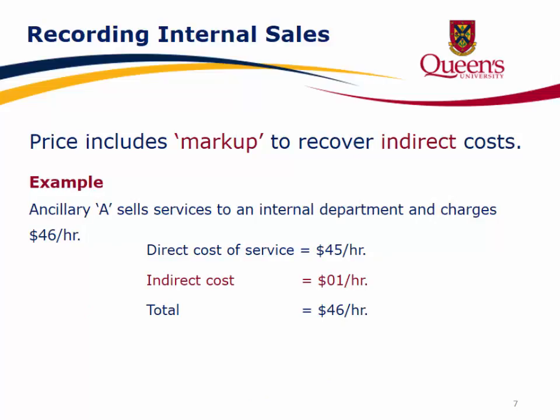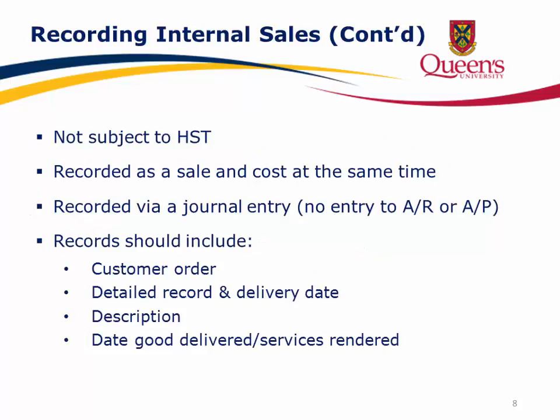For example, Ancillary A sells services to an internal department and charges $46 per hour. The direct cost of the service is $45 per hour. The indirect cost, or markup, is $1 per hour, for a total cost billed to the department of $46 per hour. An internal sale is not subject to HST. The sale is recorded as a sale and cost at the same time and is done so by way of a journal entry. An internal sale is not recorded in an accounts receivable or an accounts payable account.